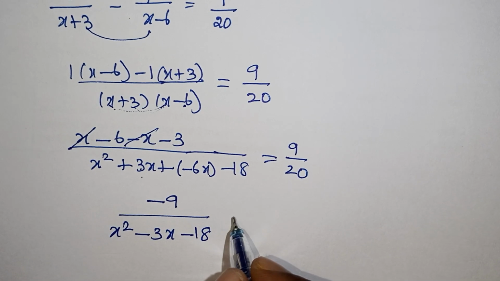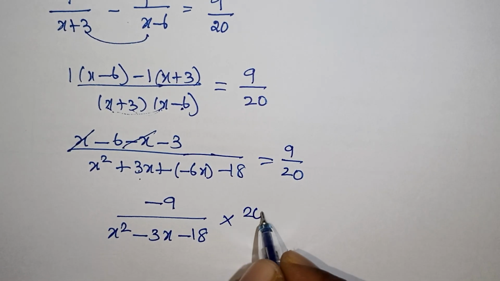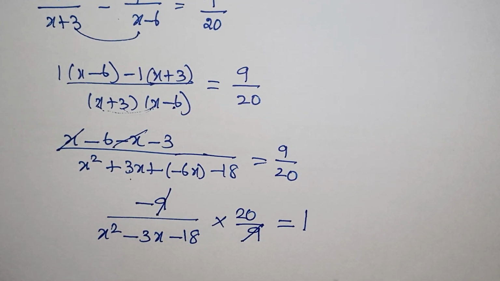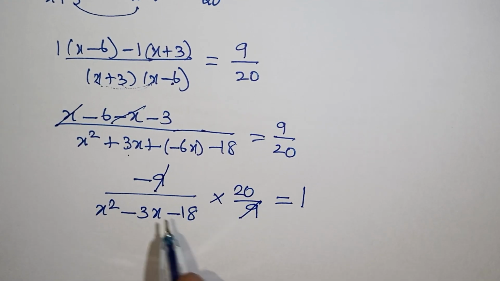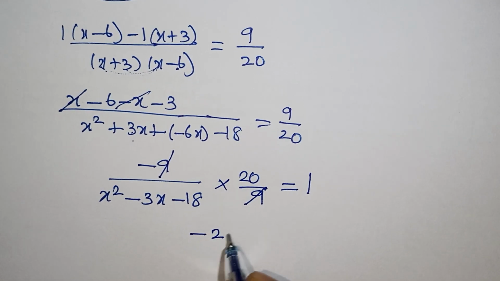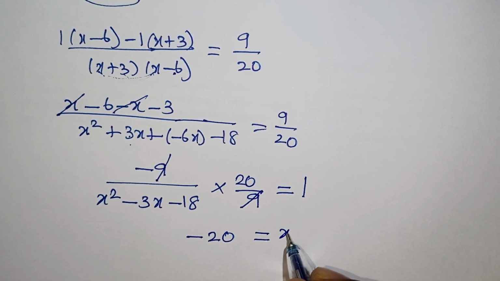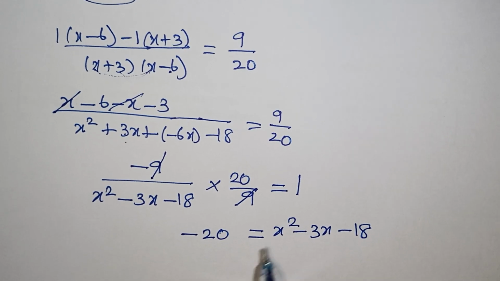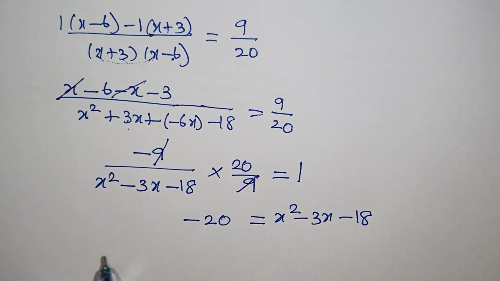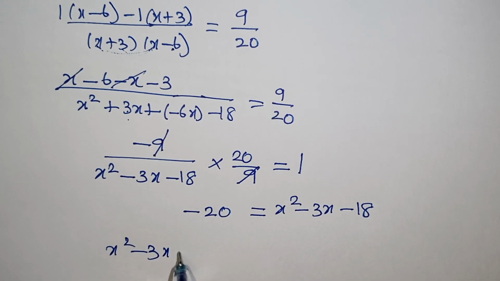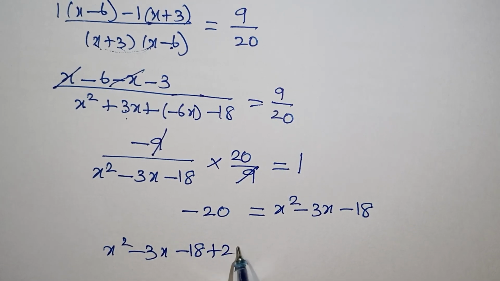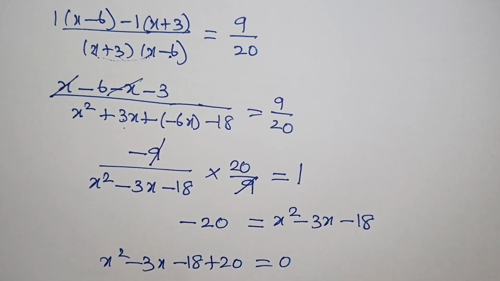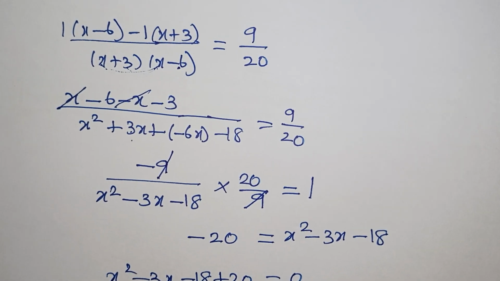So the 9 by 20, if you bring it to this side, it will become 20 by 9, which is equal to minus 1. So this 9 and this 9 we can cancel. Now the denominator you can take to the other side. The numerator is minus 20, which is equal to x squared minus 3x minus 18. Now the minus 20 also let's take to the other side. It will be x squared minus 3x minus 18 plus 20 equal to 0. Now these two are constants. We'll club them together. It will be plus 2, which is equal to 0.